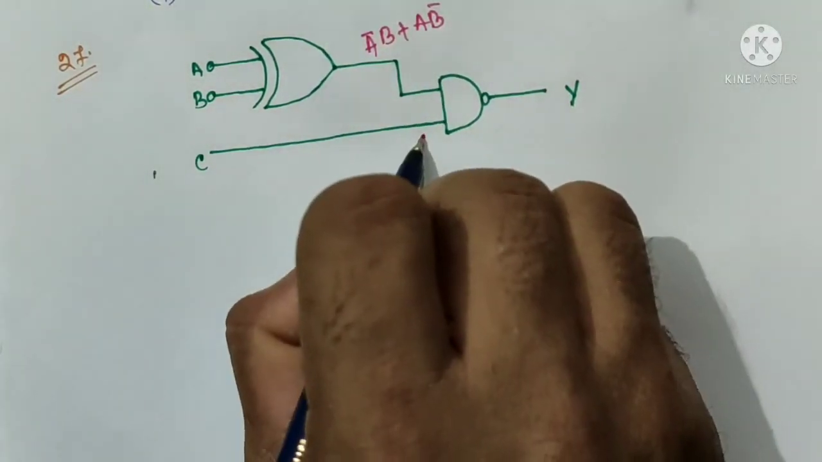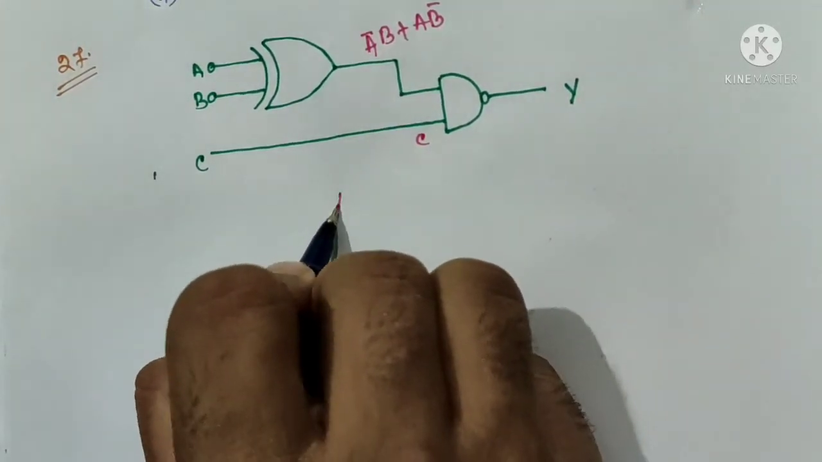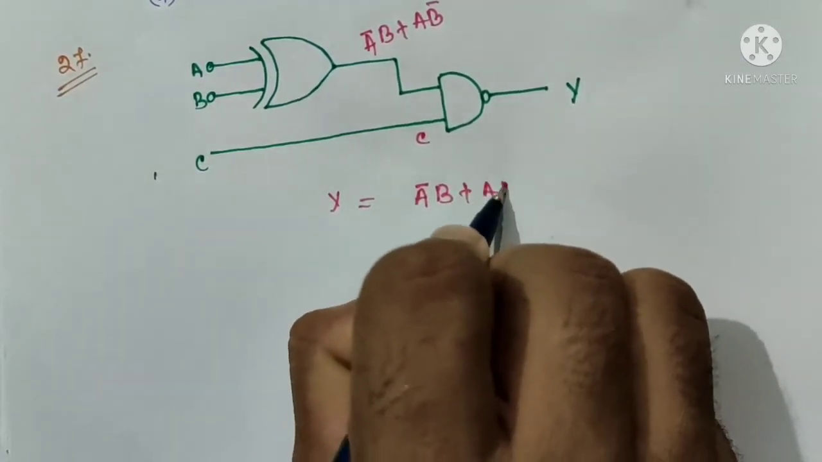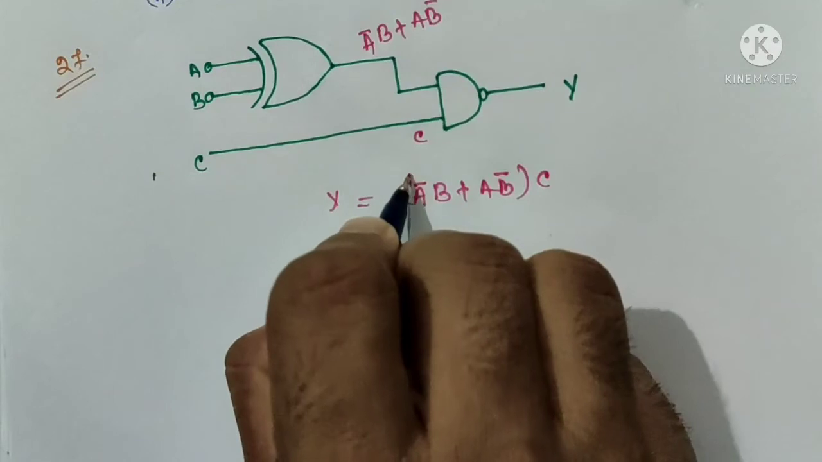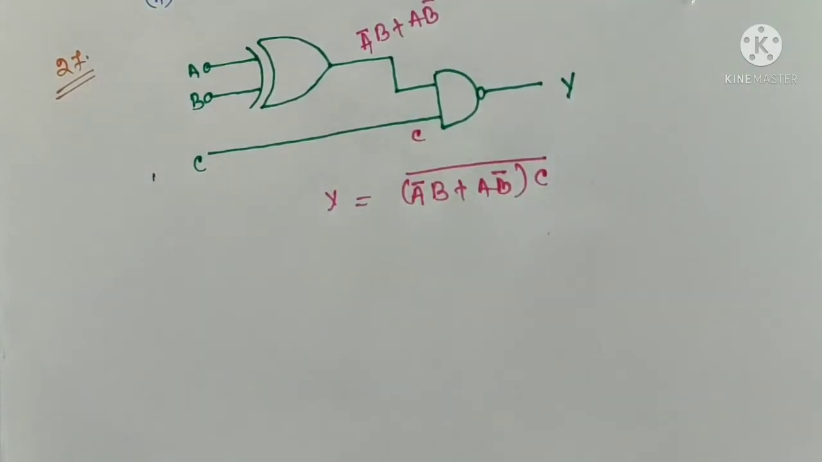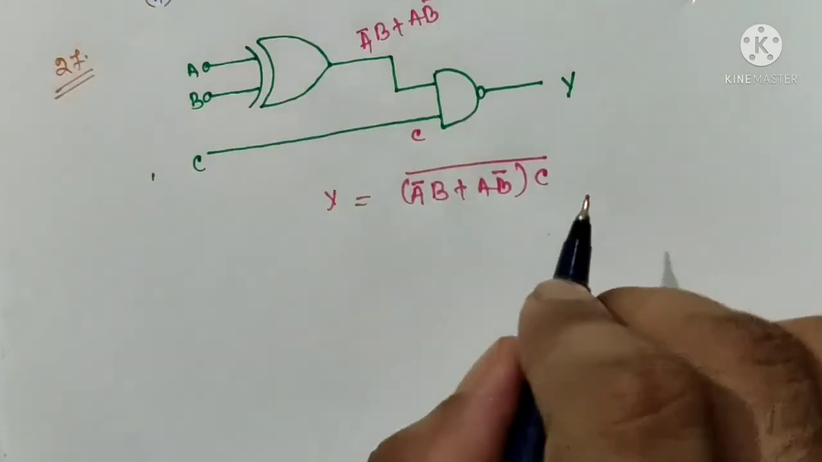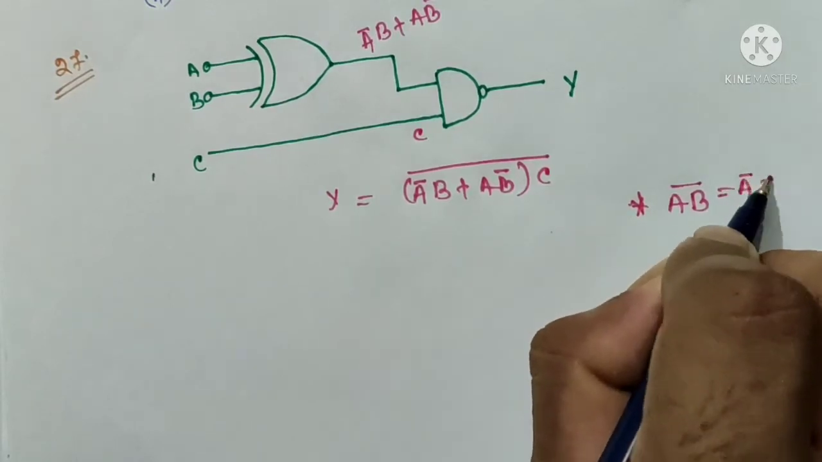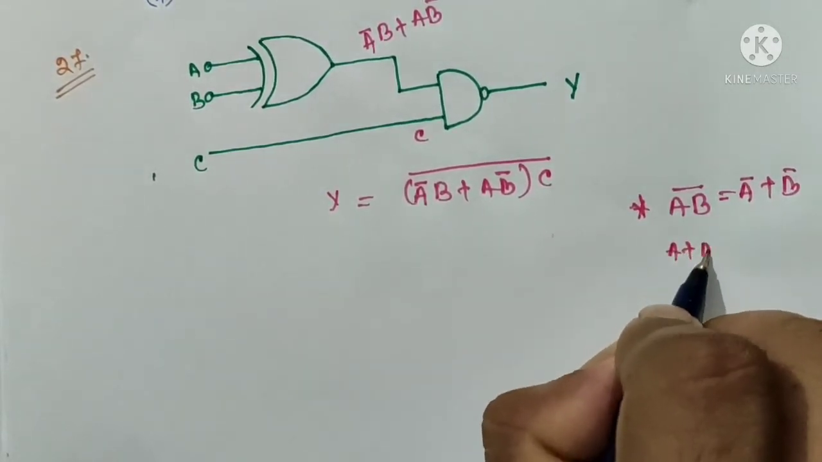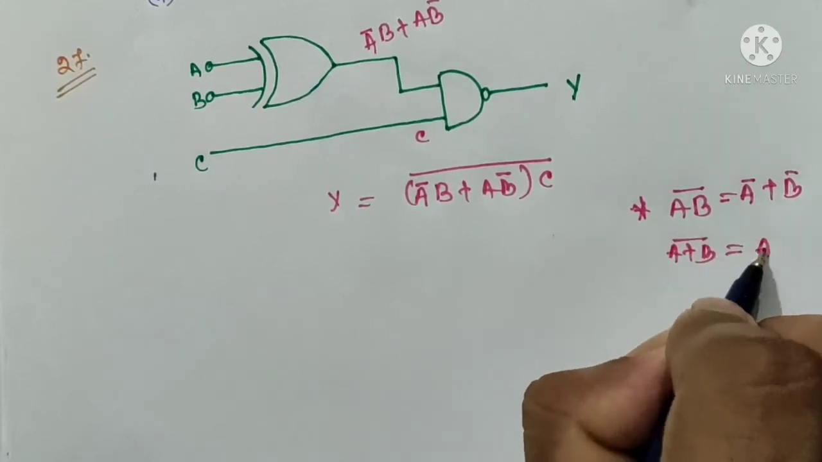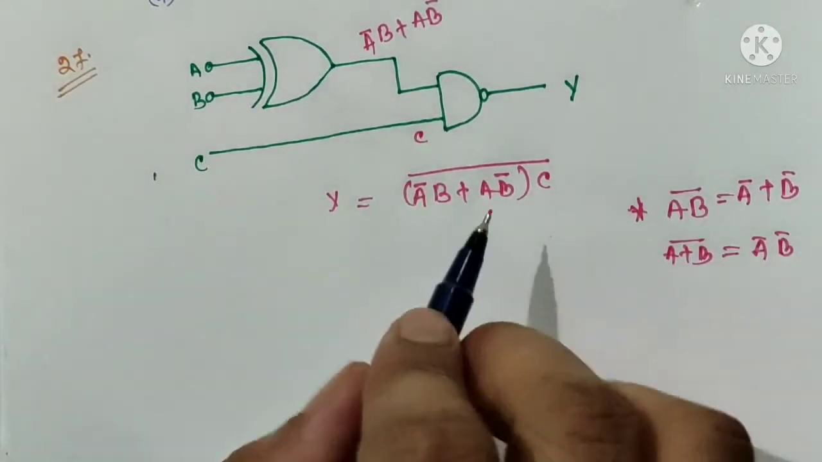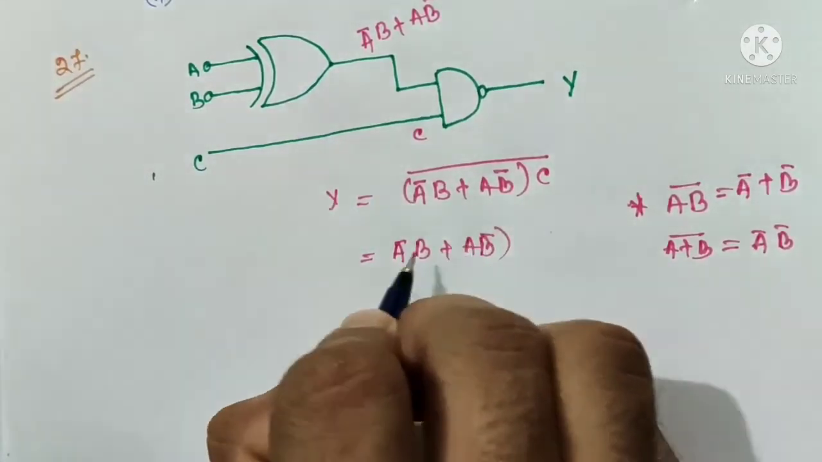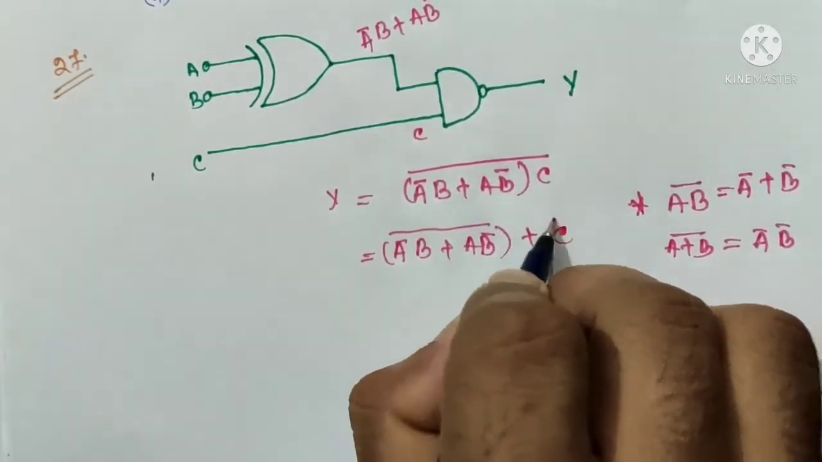Here the input is C, so the total output Y will be equal to the NAND gate, so (A bar B plus A B bar) times C, whole bar. Now use De Morgan's theorem. We know from De Morgan's theorem that (A B) bar equals A bar plus B bar, and (A plus B) whole bar equals A bar B bar. So here, (A bar B plus A B bar) whole bar plus C bar.